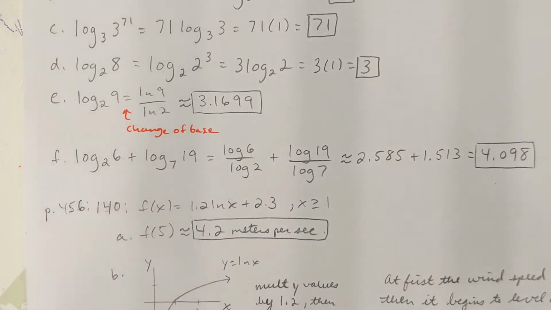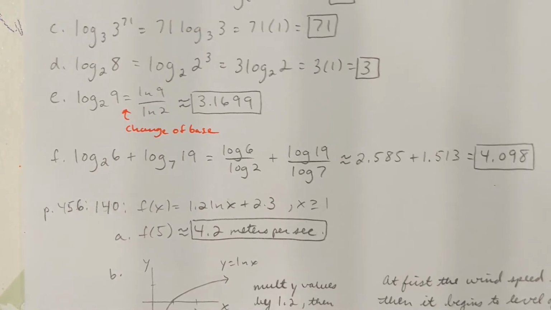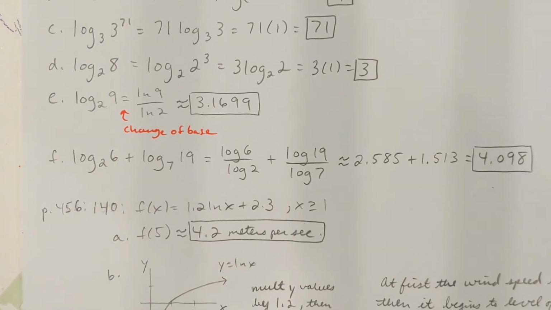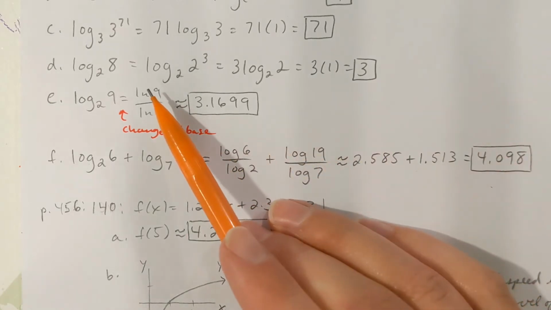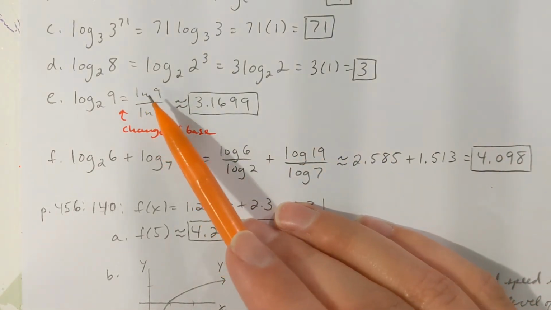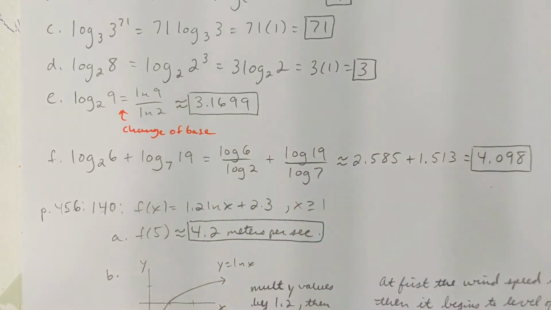Now, it doesn't matter what the new base is, but it makes the most sense to be changing the base to be either base e, like I did here, or base 10 is another option. If I change the base to be base 10, then the only adjustment would be, instead of the ln notation, I'm going to have log notation. It's going to be log of 9 divided by log of 2.